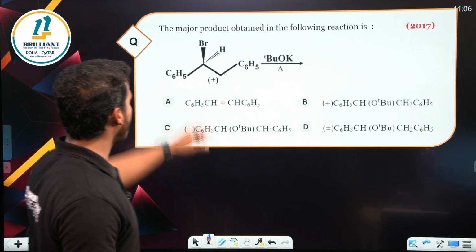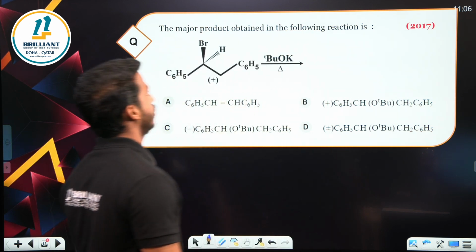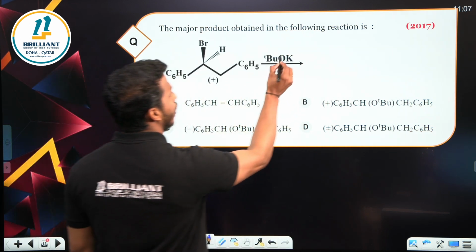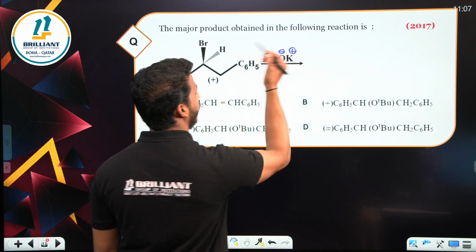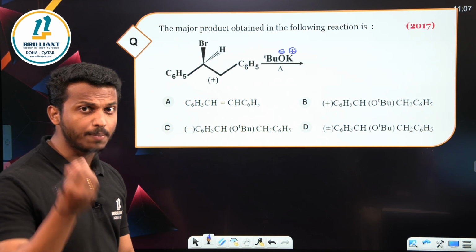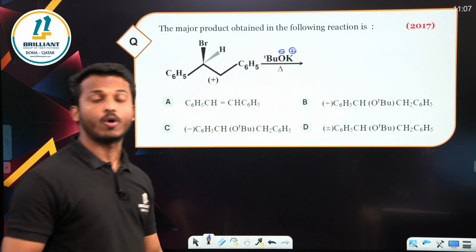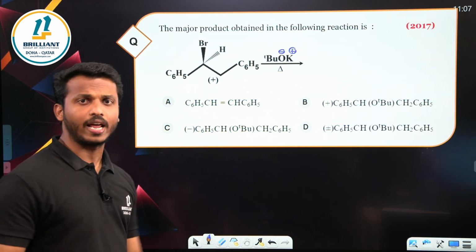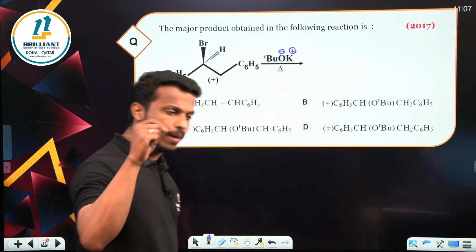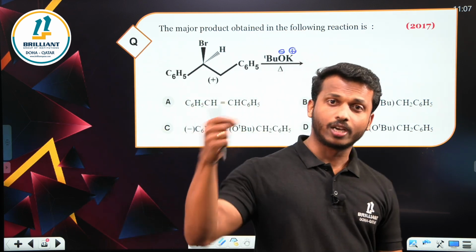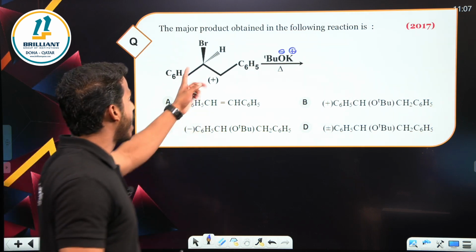Next one, the major product obtained in the following reaction. Dear all, again, what is given here? Potassium tert butoxide is given, where K plus and tert BuO minus. It's a base, and heating means what? What's the reaction? Again dehydrohalogenation or beta elimination. Dear all, sodium methoxide, sodium tert butoxide, these are all bases. So beta elimination happens for a haloalkane.